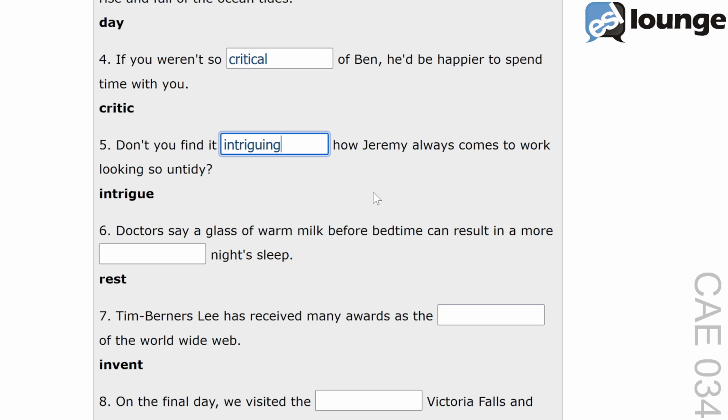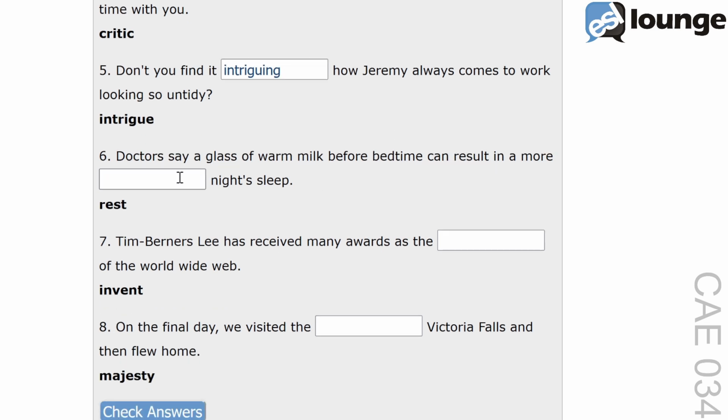Question 6. Doctors say a glass of warm milk before bedtime can result in a more blank night's sleep. The base word is rest. The correct form here is restful.